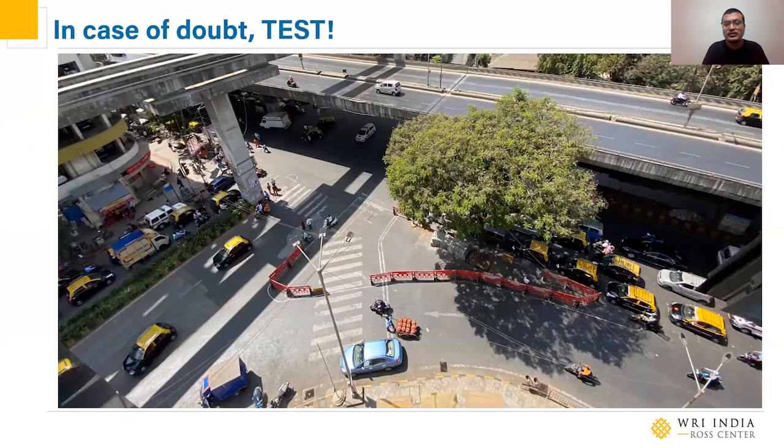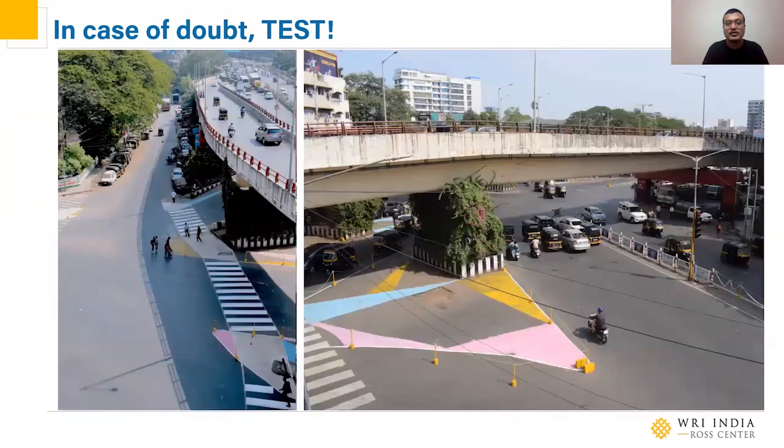It may not be necessary to test the entire design. You can also test certain important elements which you are doubtful about. Like in this case, only the refuge island which was to be introduced was tested. This is another example where pedestrian crossings were tested. And in the right-hand side example, median extension along with traffic islands were tested.